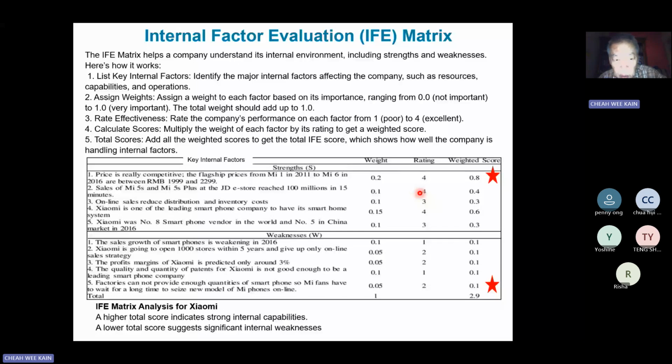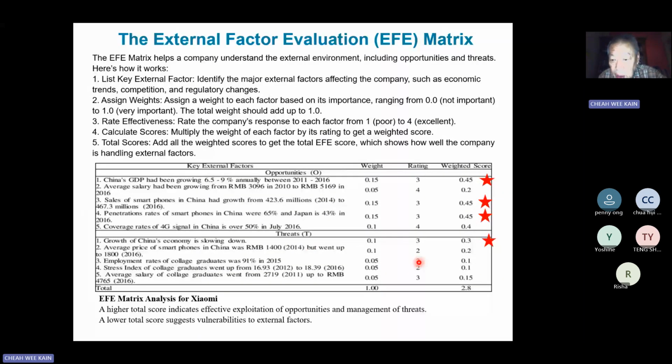This is because we want to emphasize the strength. We don't want to emphasize our weakness. Okay? But the opportunity and threats can be any number from 1 to 4. So now you got 2.8 and you got 2.9.